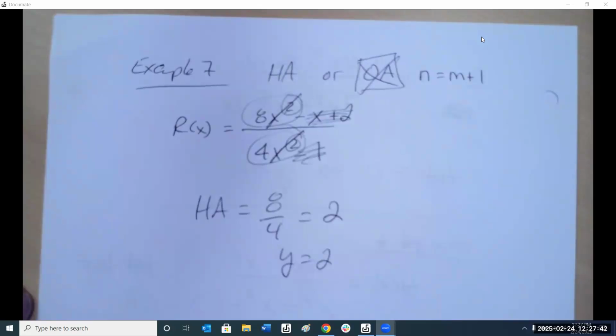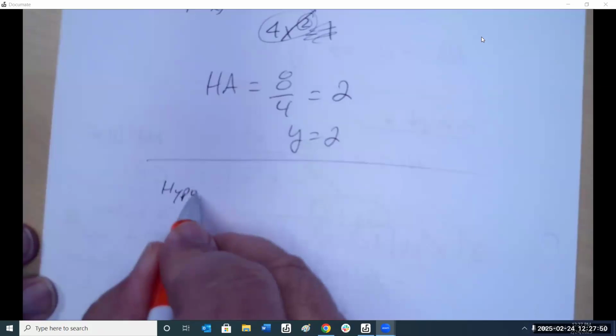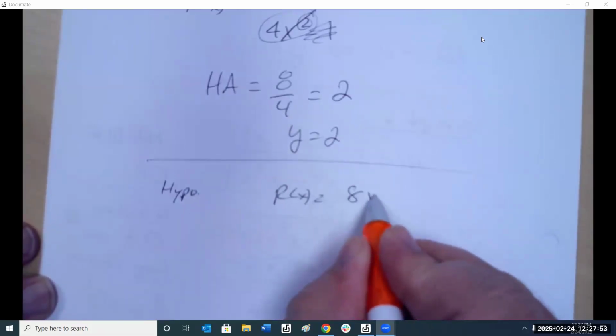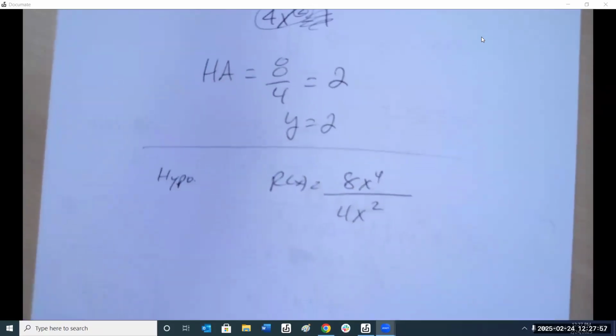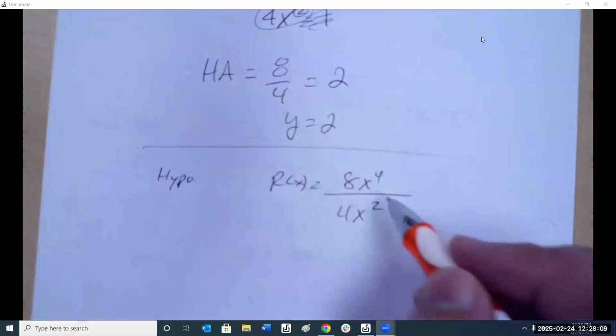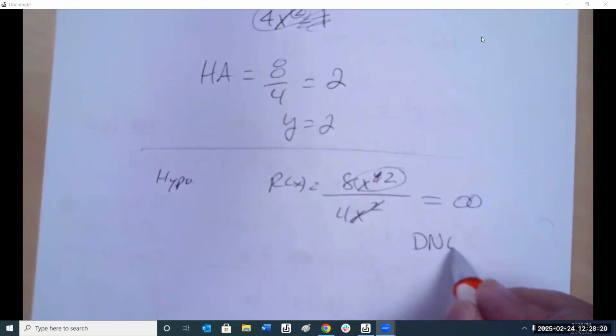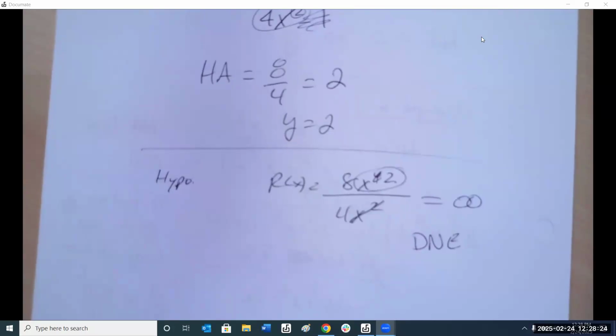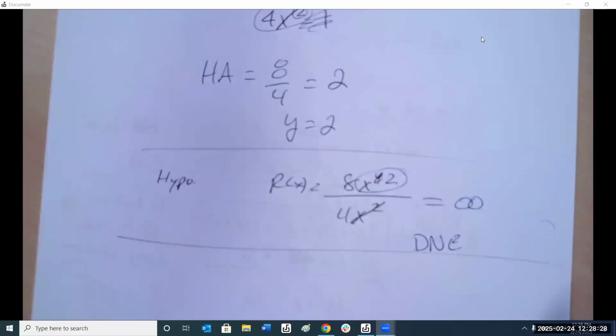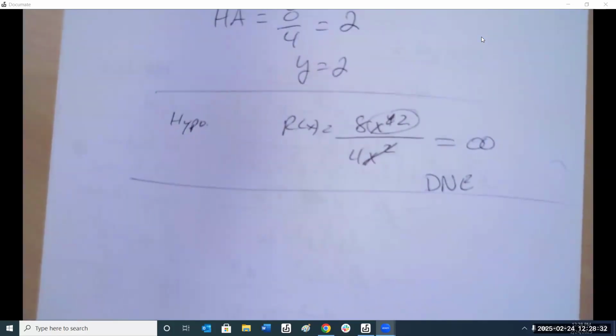Here's a hypothetical. What if it was 8x to the power 4 and 4x to the power 2? Is it oblique? No, because that's not one bigger than the bottom. So it's got to be horizontal. If I simplify these, there's x squared on top. As x goes to infinity, this one goes to infinity. So it doesn't have a horizontal asymptote. Nothing exists there. Good question, though. So you look at the leading term, and if the top is bigger than the bottom, unless it's by 1, then it doesn't exist.